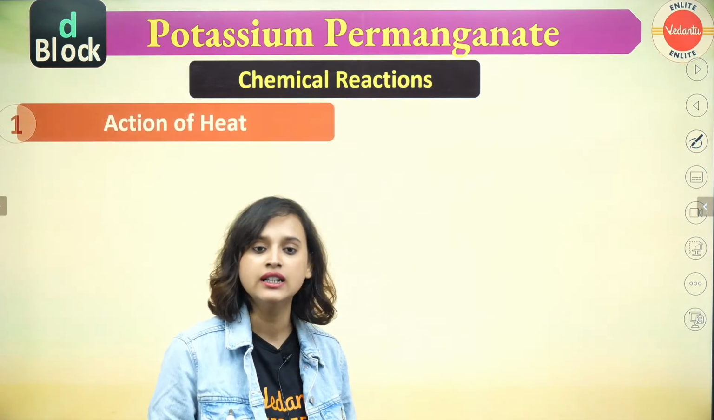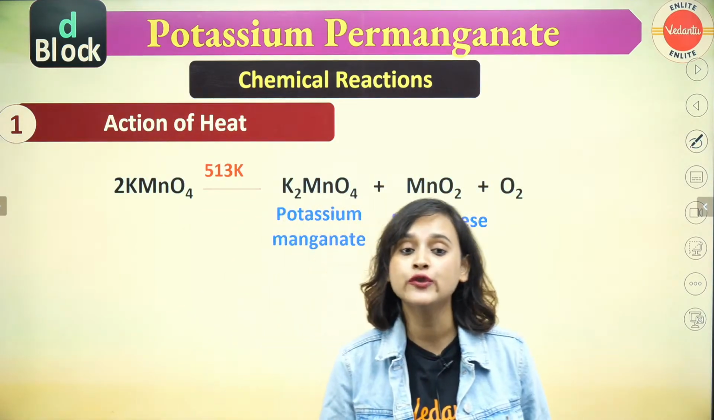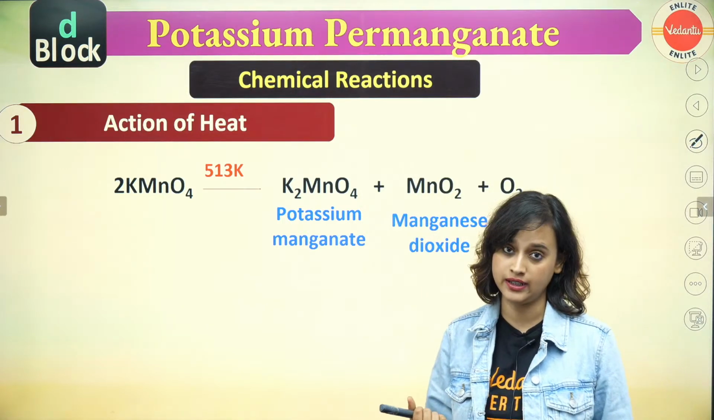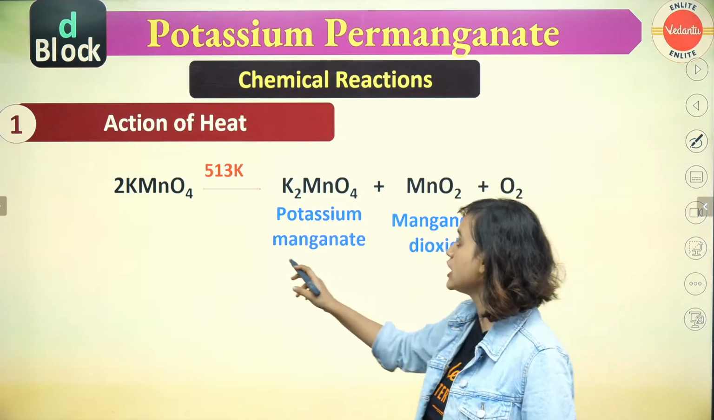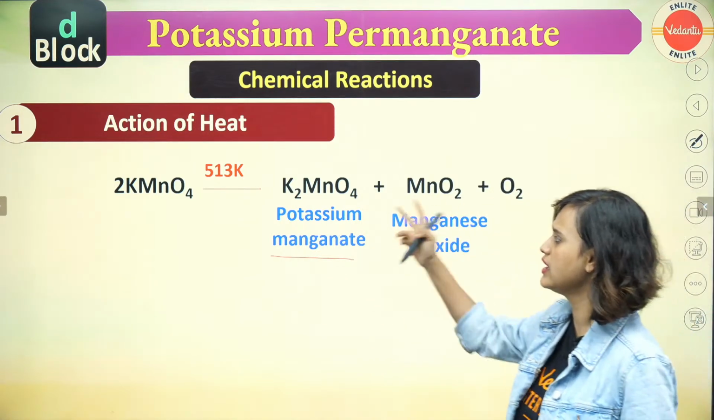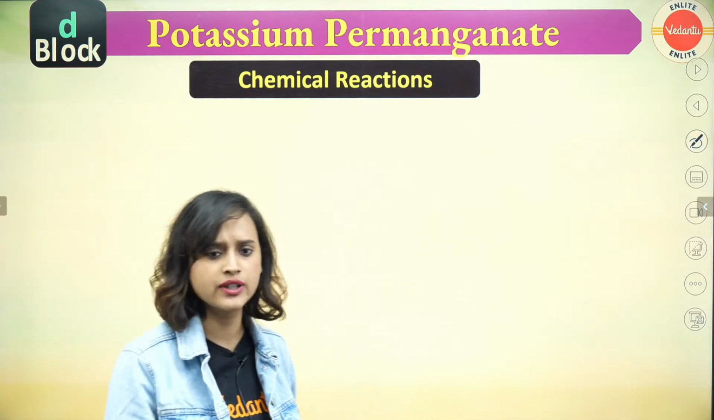Got it, everybody? Now, let's take a look at chemical reactions. If we take potassium permanganate and heat it, what will we get? We will get potassium manganate and we will get manganese dioxide. Obviously, it's getting decomposed. It's breaking down. That's what you will get.